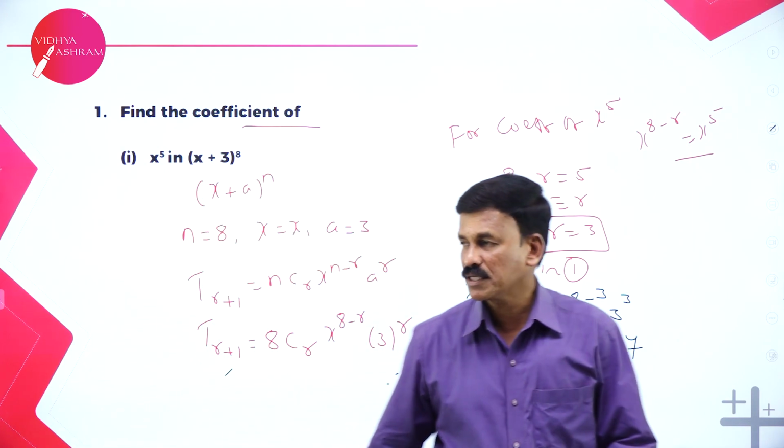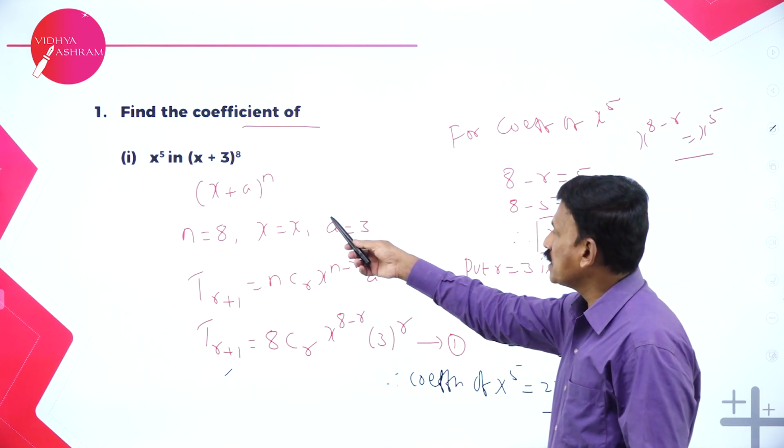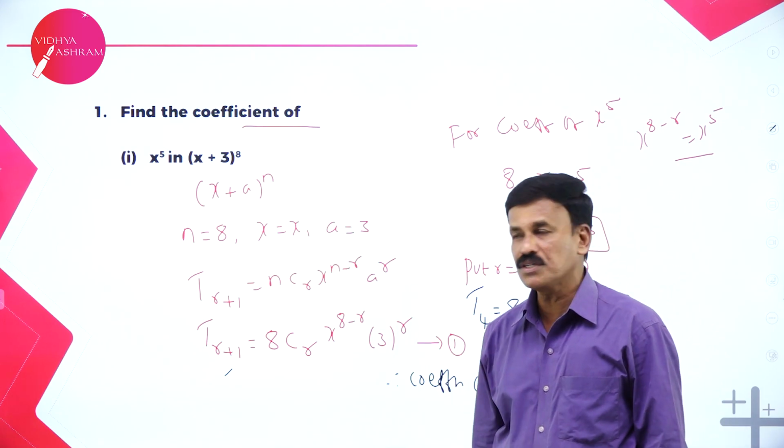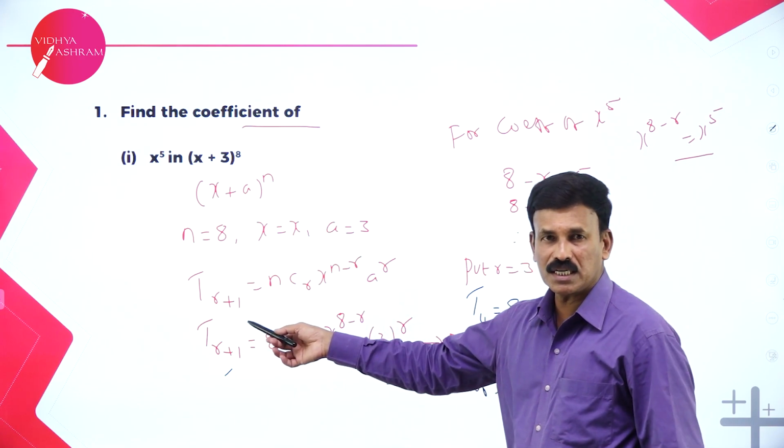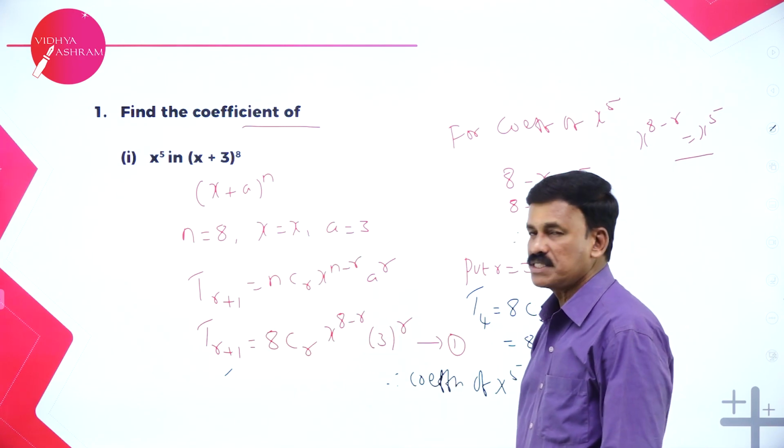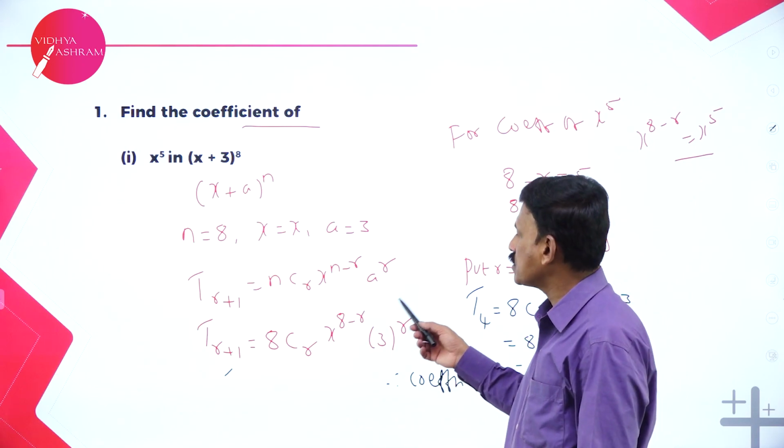Very simple problem. Let me explain once again. Comparing with (x plus a) to the power of n, n is equal to 8, x is equal to x, and a is equal to 3. The nth term, the general term is tr plus 1 is equal to nCr x to the power of n minus r a raised to r.